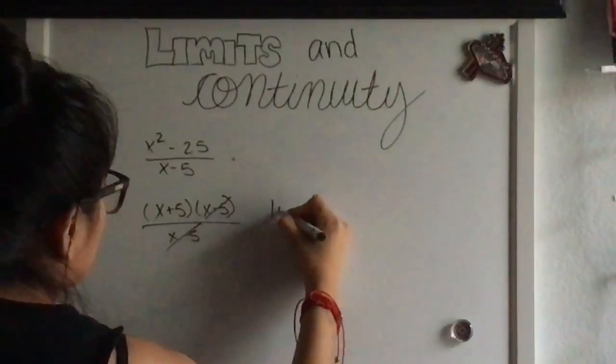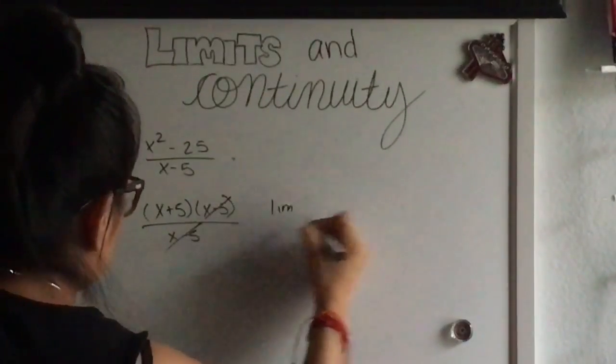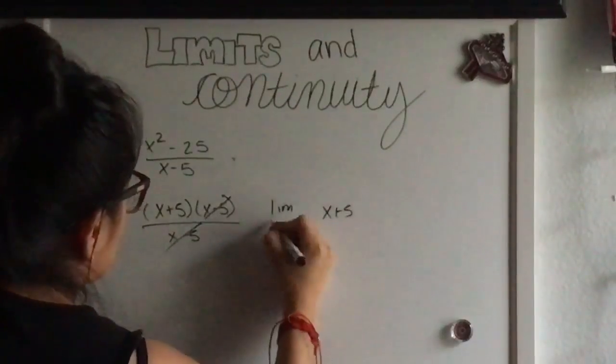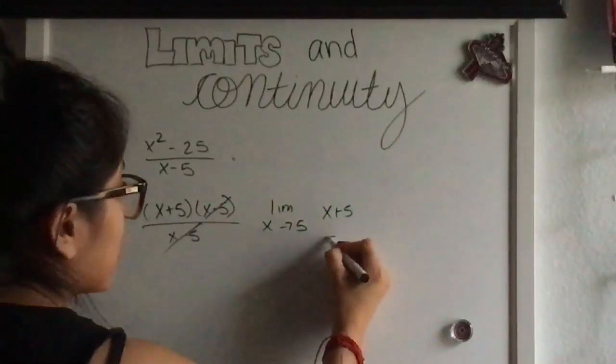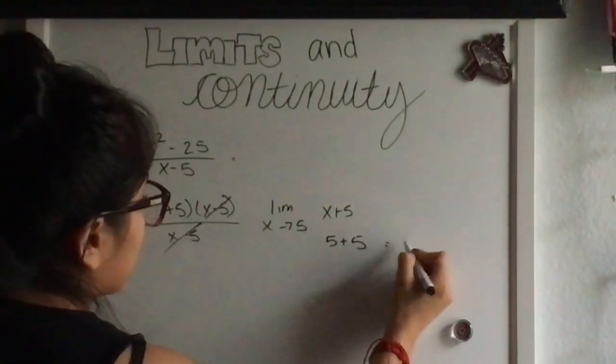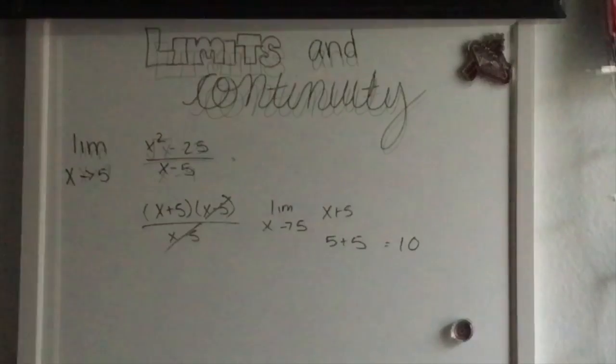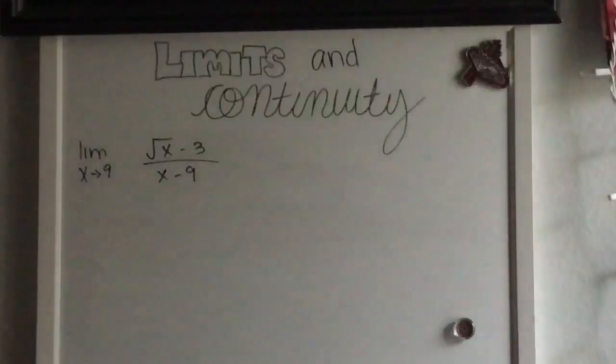So then we have the limit of x plus 5 as x approaches 5. And then all we have to do is just plug in to get 5 plus 5, which is 10. And that's your limit. Okay, for our last example, we have root x minus 3 over x minus 9.